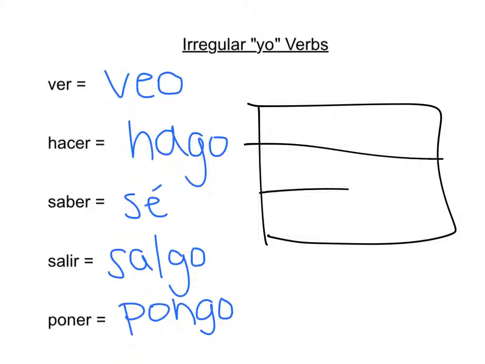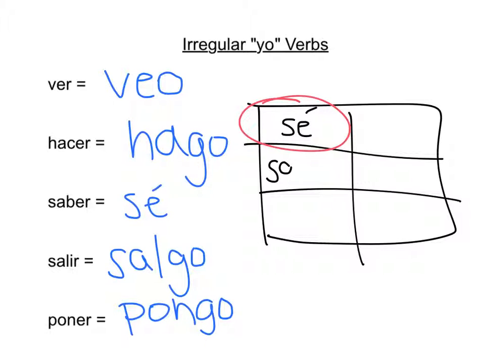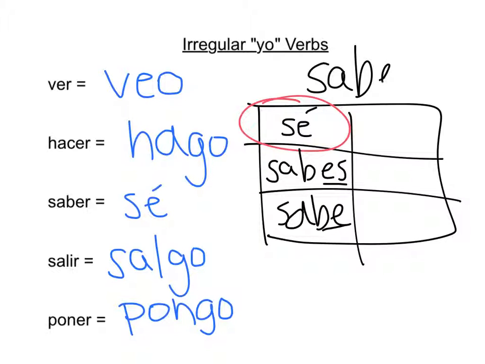Another example, remember, only irregular in the yo form. If we have yo sé, tú sabes, él sabe. So remember, this goes back to the regular endings. In your regular stem, where you would normally drop just the ER and then add your ending.